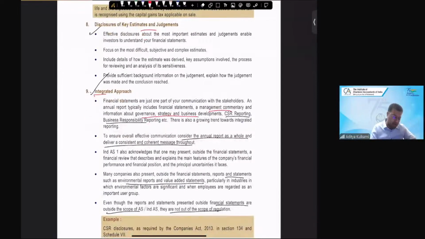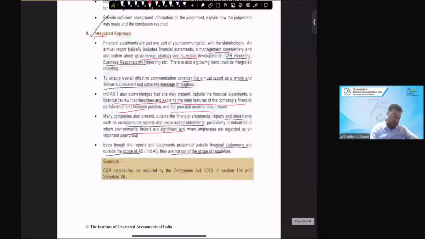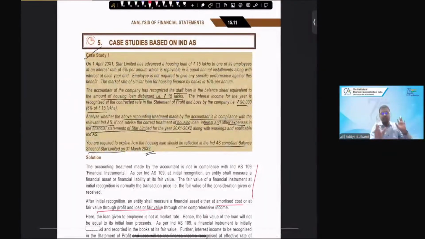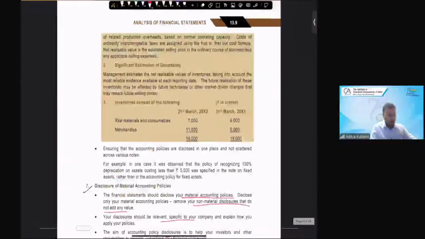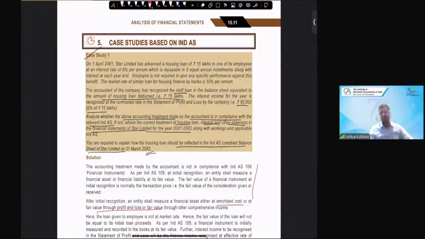Overall communication, consider the annual report as a whole and deliver a consistent and coherent message throughout. Acknowledges that one may present a financial review that describes and explains the main features of the performance and financial position, uncertainties, etc. Look outside, such as environmental reports and value-added statements, particularly in industries in which environmental factors are significant, or when employees are regarded as an important user group. Even though the reports and statements presented outside the financial statements are outside the scope of AS or Ind AS, they are not out of the scope of regulation. That means somebody is there on top of your head to monitor whatever disclosures you are making. Okay. All right. So that gives you an overall understanding of how my financial statements should be. Any doubts here? No, sir. All clear?